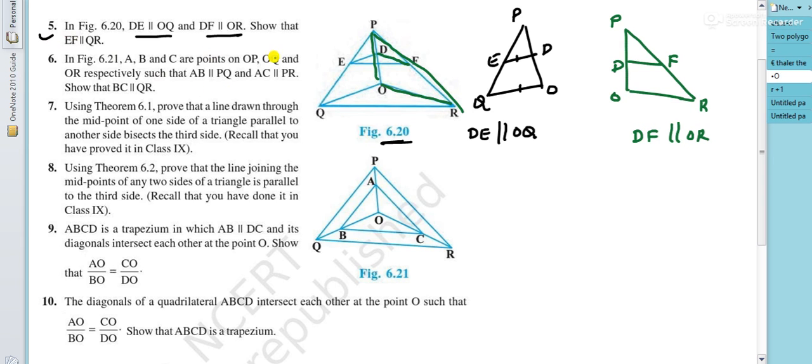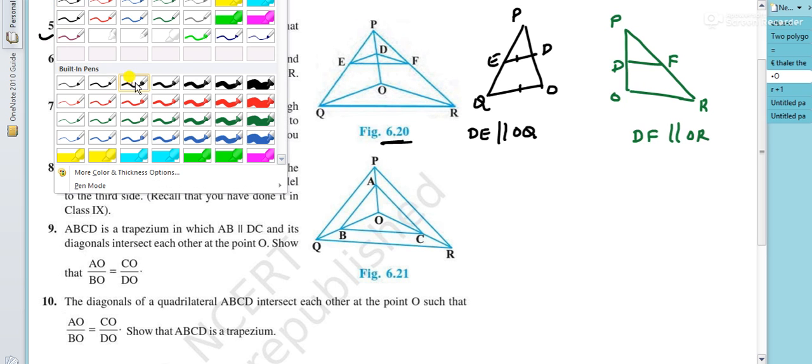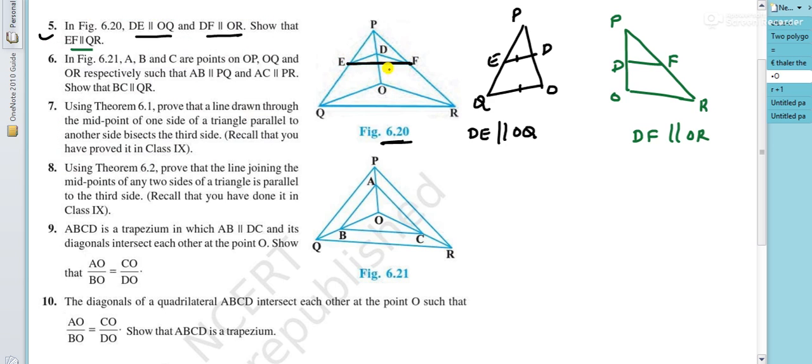Now what you have to prove? Show that EF is parallel to QR. Okay, where is EF? Yes, in this figure EF is this one. This EF is parallel to QR. So when will this be parallel? See, using converse of BPT, these two will be parallel only when these two sides are proportional, correct? So we have to prove what? PE by EQ is equal to PF by FR.